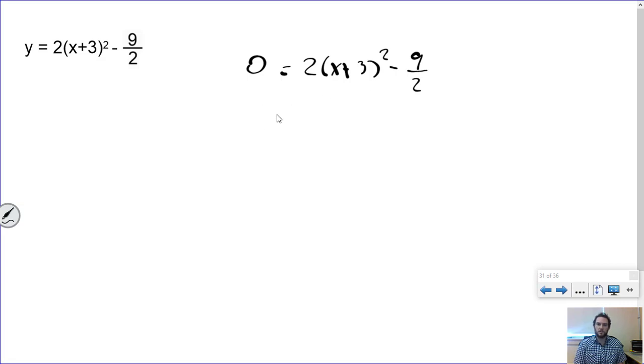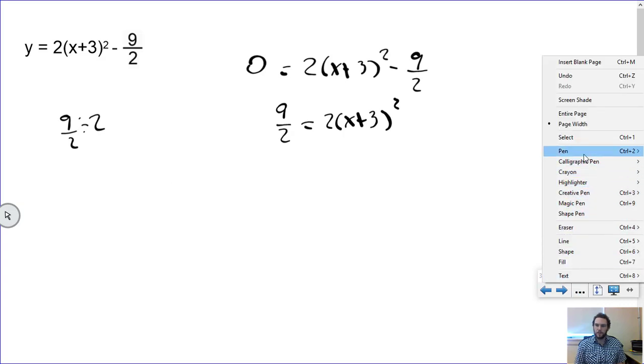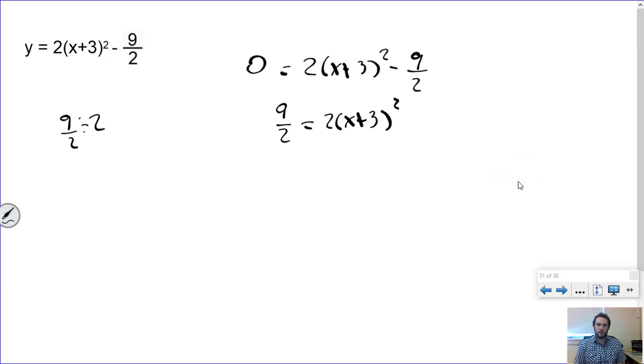Move the 9 over 2 to the other side by making it positive. 9 over 2 is equal to 2 times (x + 3) squared. Divide both sides by 2 to get rid of the 2 that's in front of my bracket. So 9 over 2 divided by 2. I'll move that over to the side so you can see. How do we do 9 over 2 divided by 2? Well, we have to turn it into a fraction, flip it, and multiply.